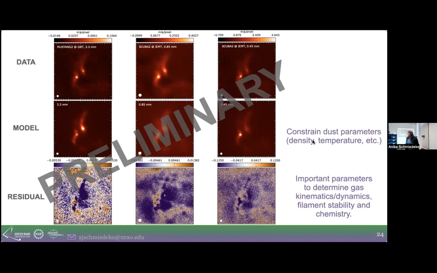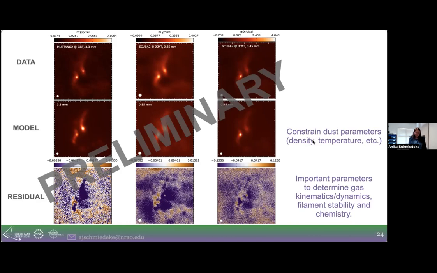What this allows you to do is, when you do continuum modeling like that, you get a handle on the dust parameters in your regions, so dust density and dust temperature. And these in turn are important parameters to determine gas kinematics and gas dynamics. Especially if you want to do modeling, you need to know your physical structure before you can actually model your kinematics better.